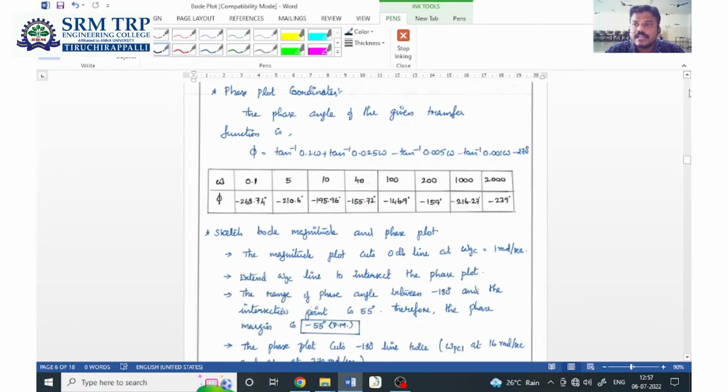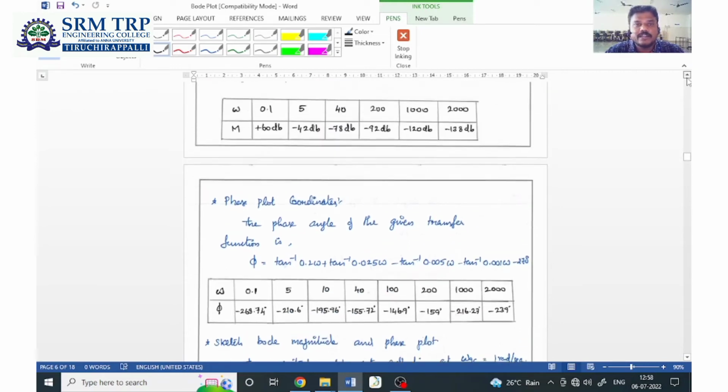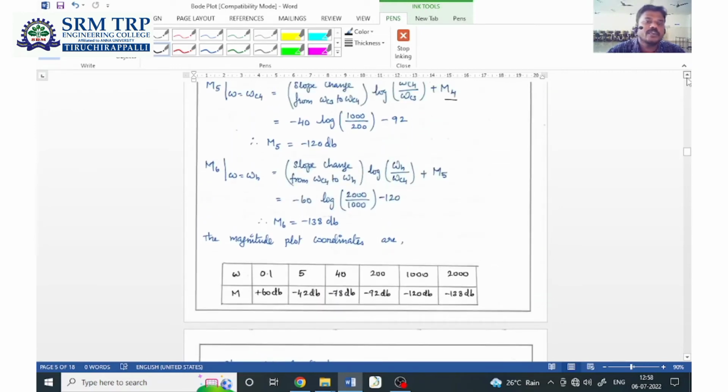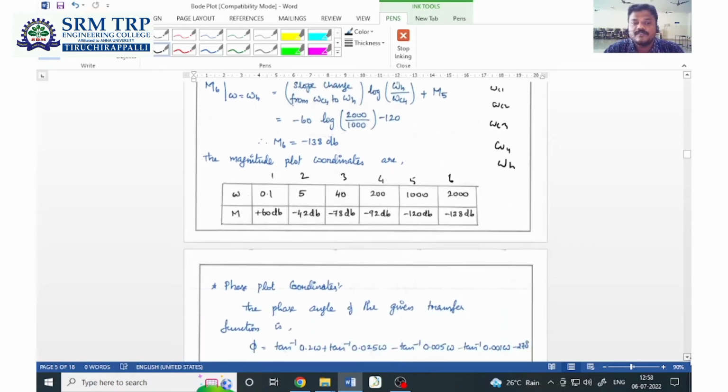Now I have calculated all the magnitudes for all the frequencies. Okay, so for the first frequency omega L calculated, omega C1 calculated, omega C2 calculated, omega C3 calculated, omega C4 calculated, and omega H. So totally 6 coordinates. You can see 1, 2, 3, 4, 5, 6. So I have 6 coordinates. Write it, and then phase plot.